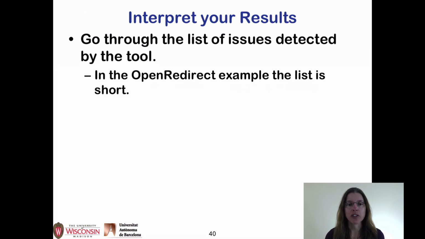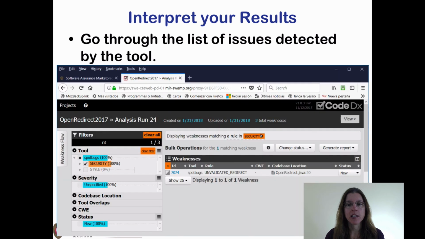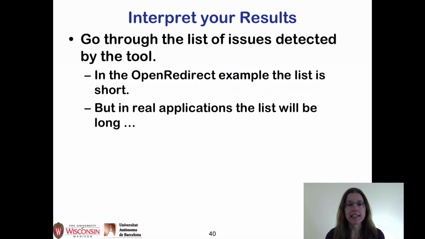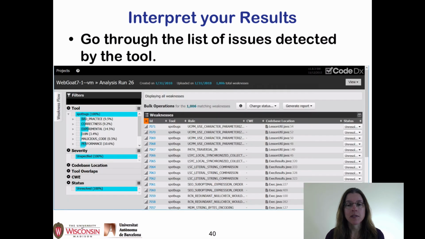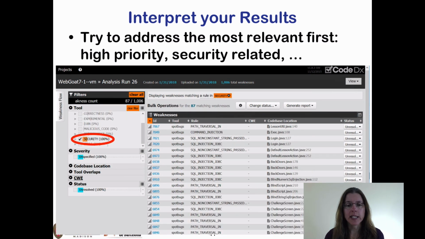In the case of the toy program assessed with Spotbox, the list was small. But in real applications, the list is likely to be long. Here we have in CodeEx the result of assessing WebGoat, a large system with practical exercises on secure programming, and we see that that code has more than 1,000 issues. Here we need a strategy to deal with the long list of problems.